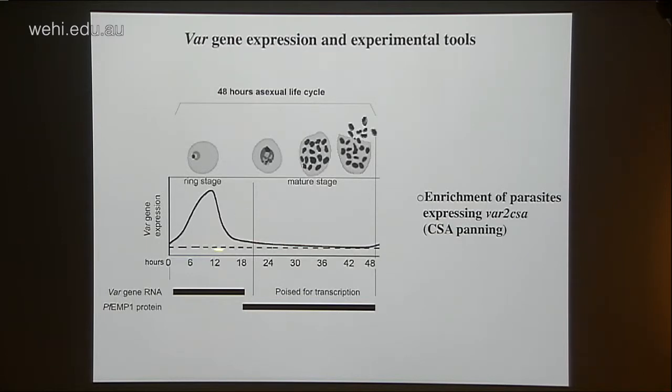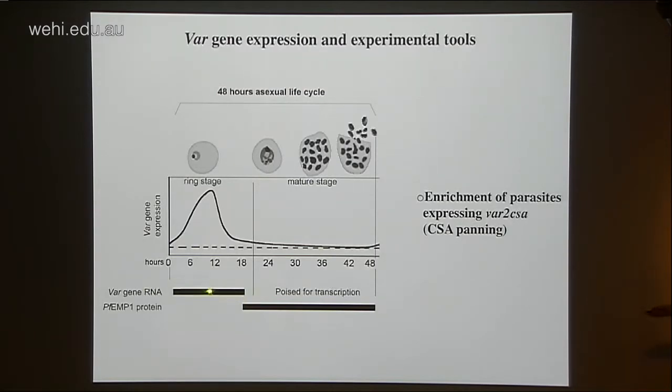They actually only express it for approximately the first 10 to 12 hours of this ring stage at the RNA level. Protein is expressed as well. It's exported to the red blood cell and actually stored, for the most part, within the red blood cell. It's only exposed on the surface of the red blood cell at about 16 to 18 hours post-invasion. So it's these stages that are able to cytoadhere, and these stages that can either interfere with the host immune responses or prevent passage through the spleen.